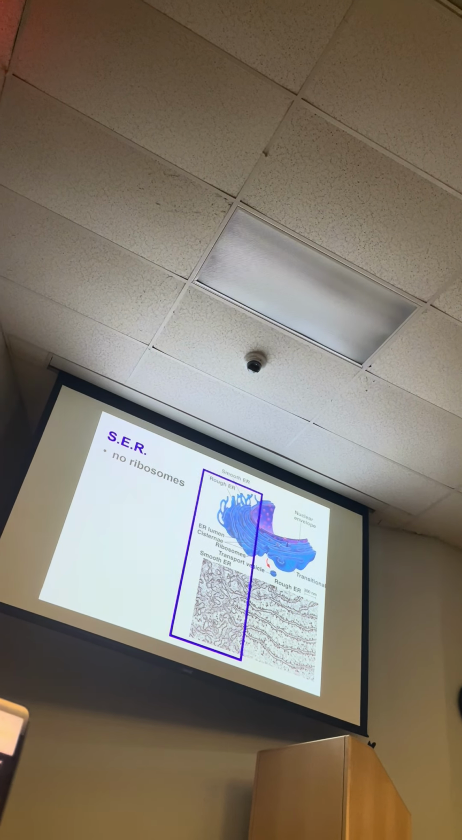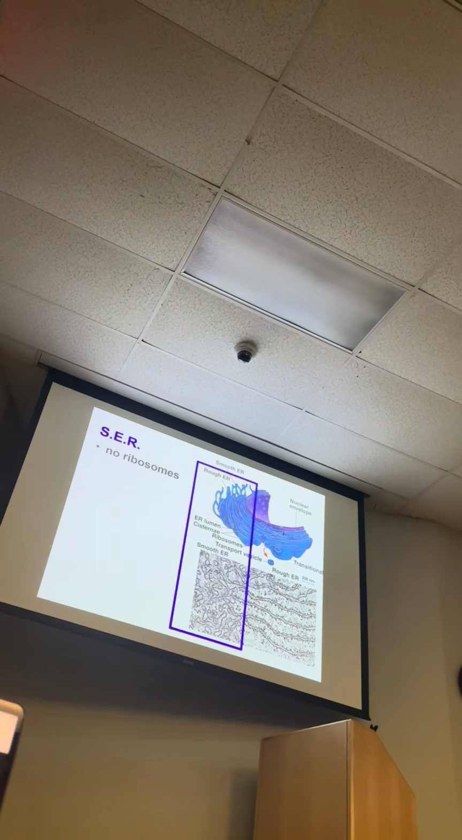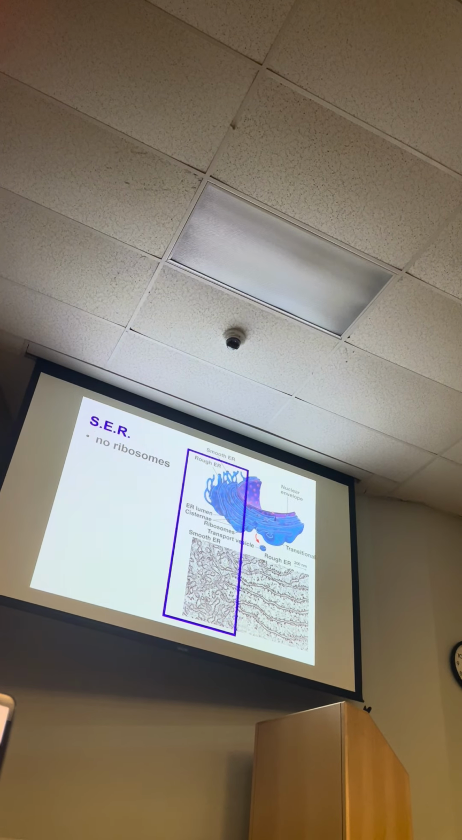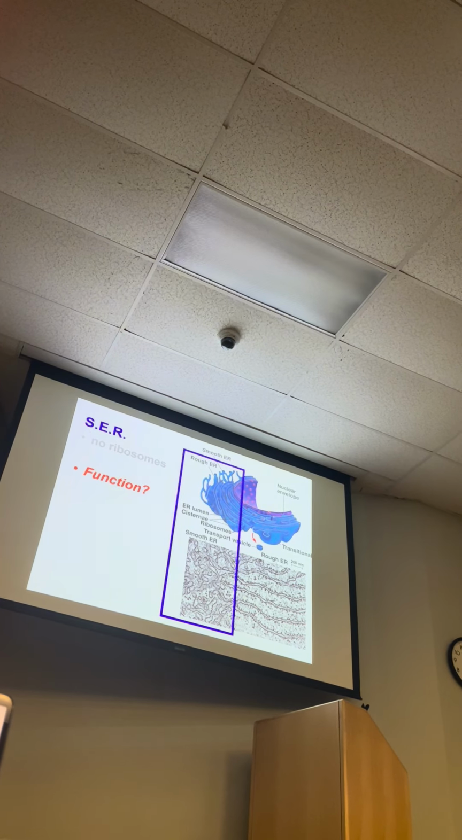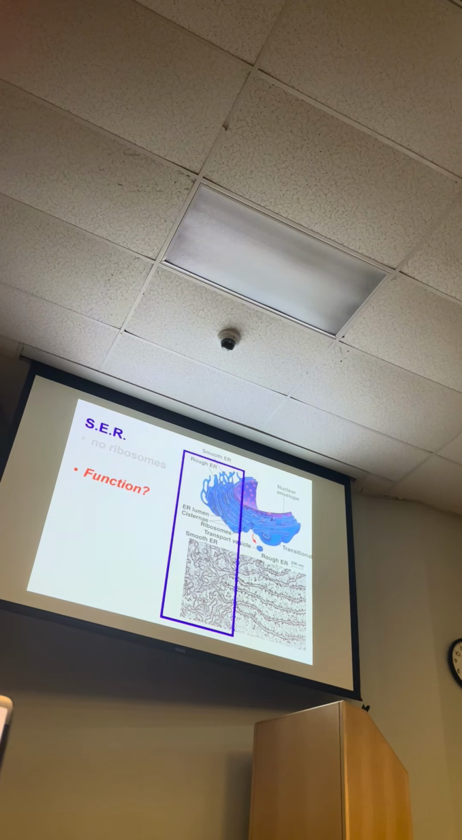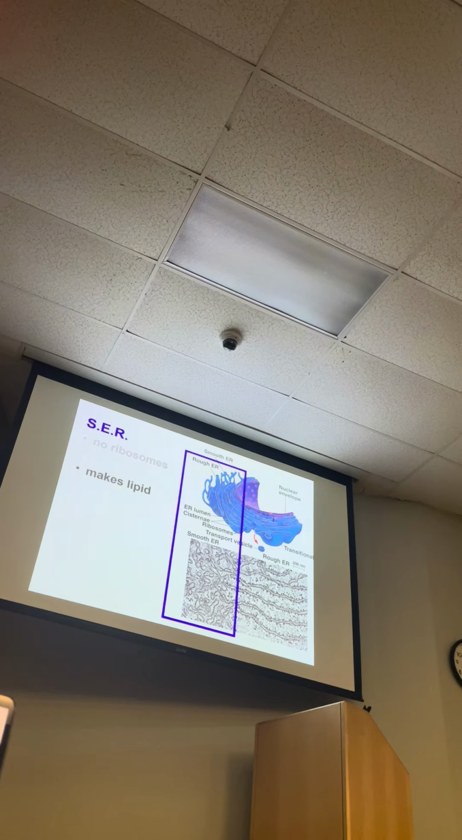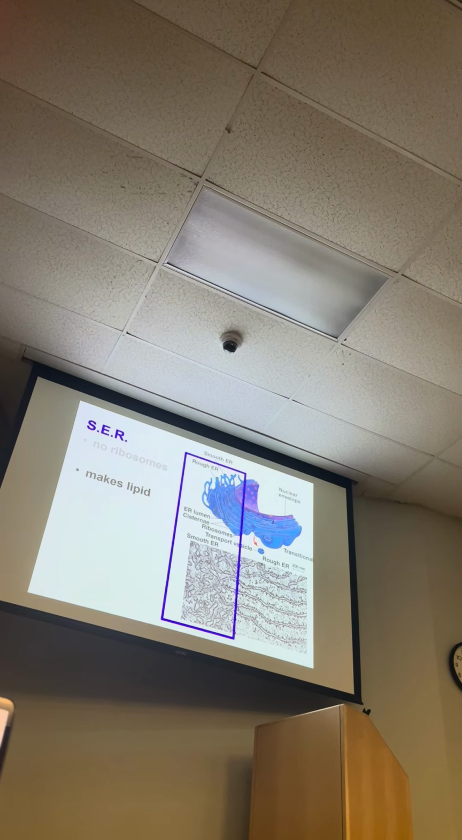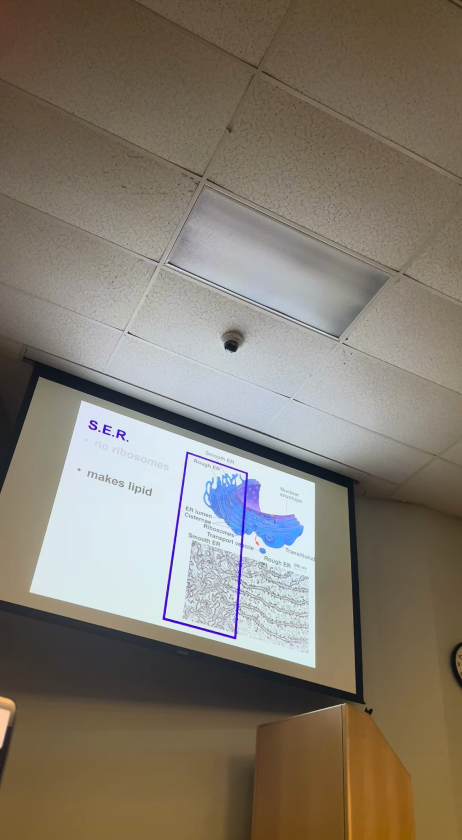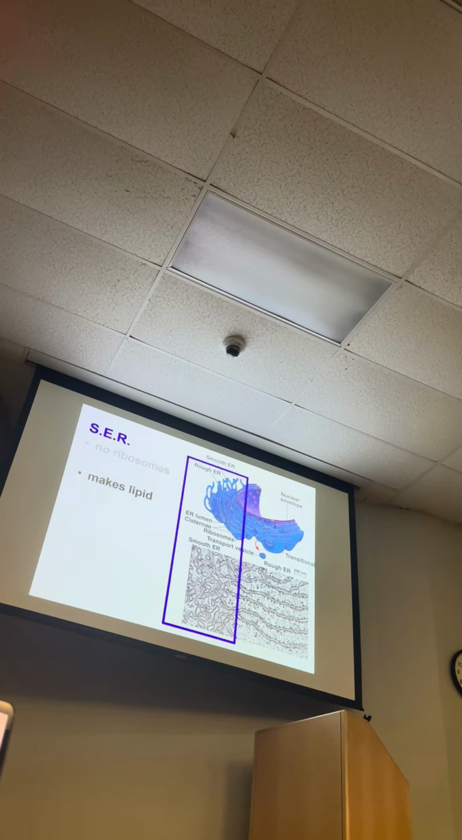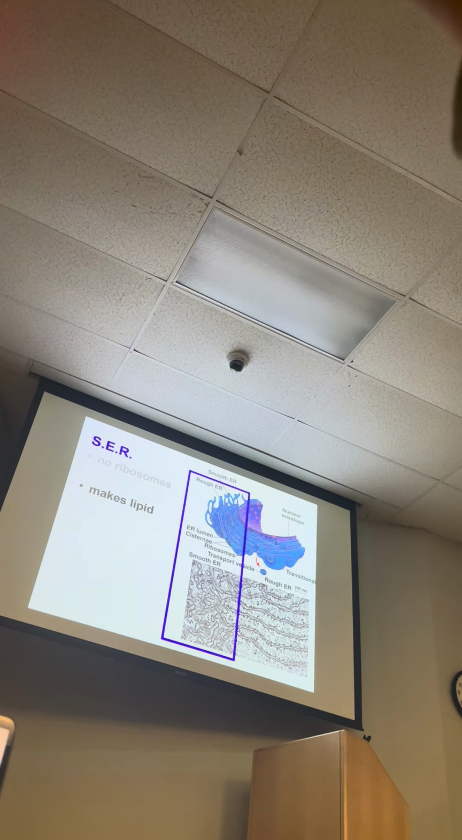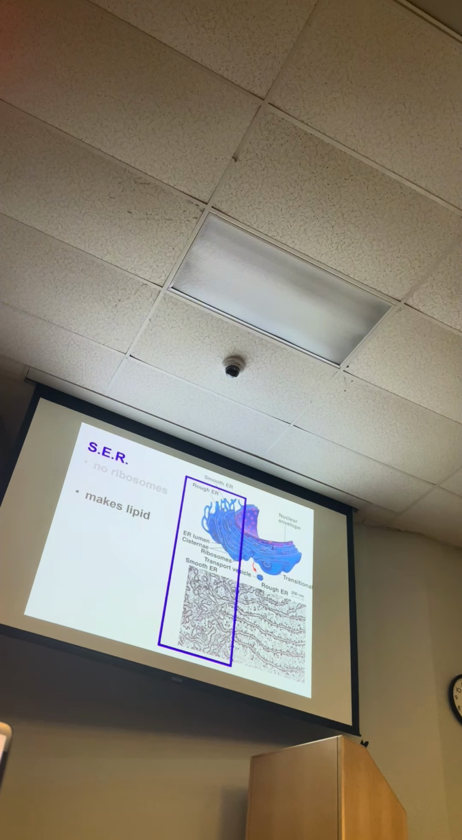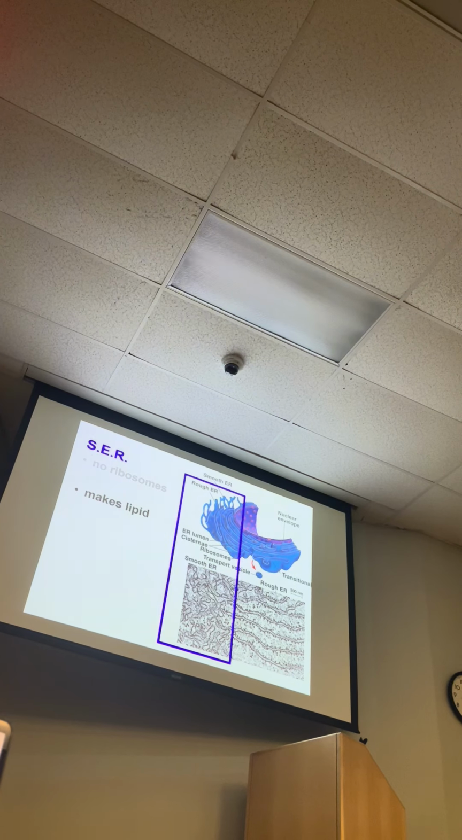All right, smooth ER. In our remaining time, let's talk about smooth ER. No ribosomes. So what does it do? I'm just going to tell you again, years of cytology and biochemistry: they make lipids. They make all of the types that we talked about. They make the variety of lipids. So the smooth ER is all about making lipid, actually.